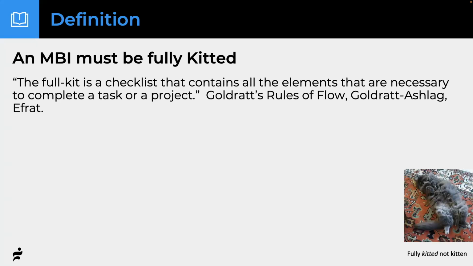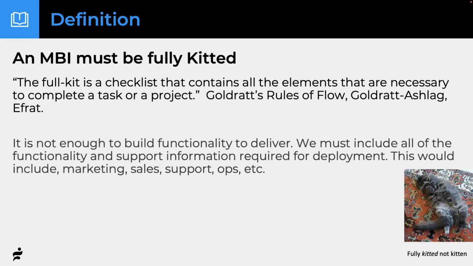The idea is like if you're going to paint a house, before you started, you'd make sure you have the paint, the ladders, the brushes, whatever it was you needed, the rollers. You don't start if you're going to get stopped. This could be considered like a definition of ready for a minimum business increment. But fully kitting comes from theory of constraints, and it's a good term, so we use that.